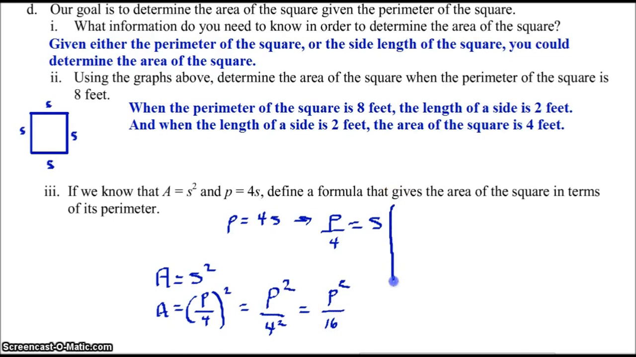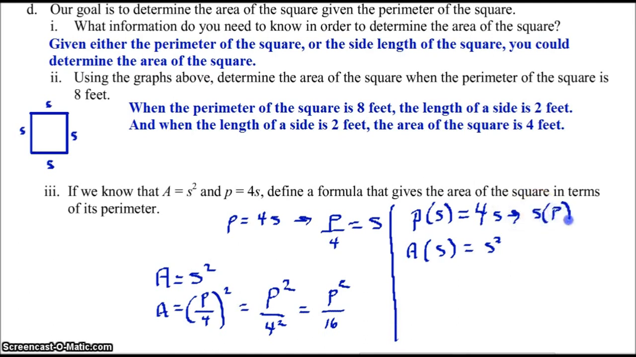Just one more side note here. This isn't really part of the problem, but we could let P be the name of the function P. We could say P of S equals 4S. And we could let A be the name of the area function. So A of S is equal to S squared. And we could also define a function S in terms of P, which was P over 4.